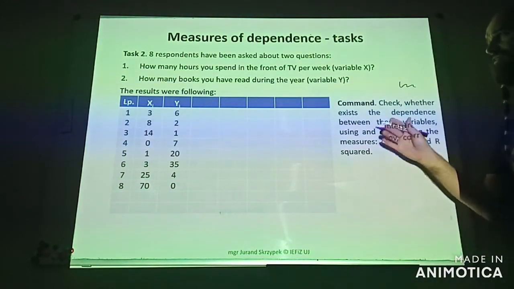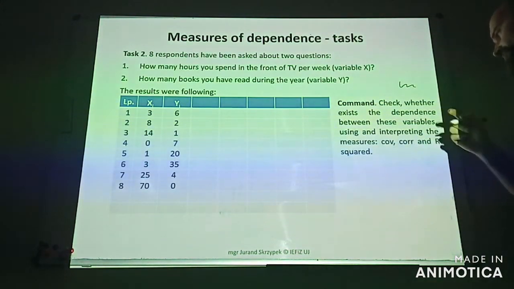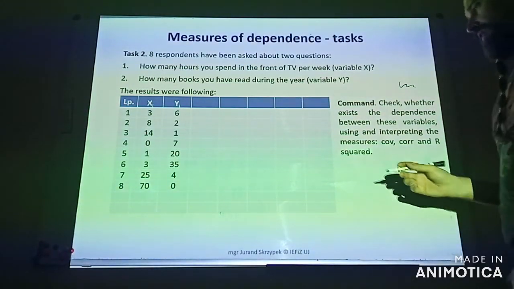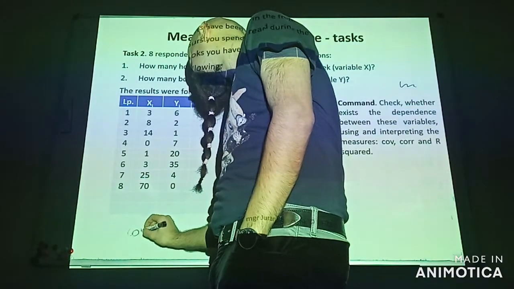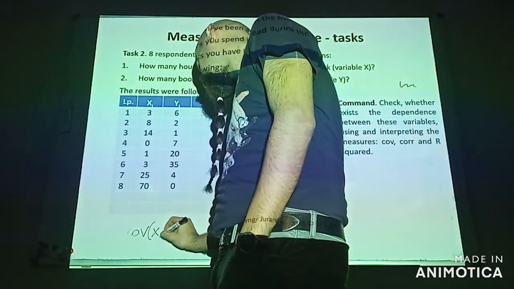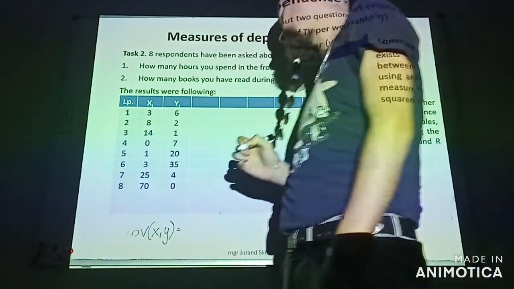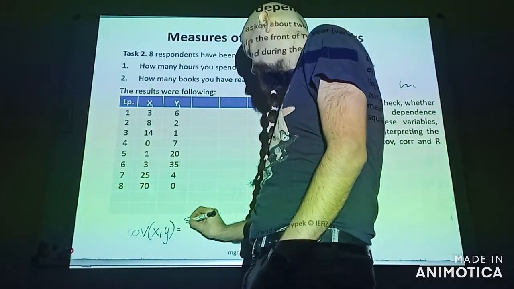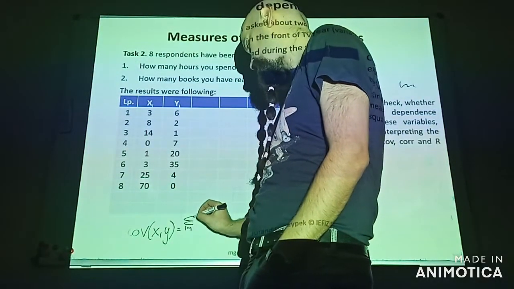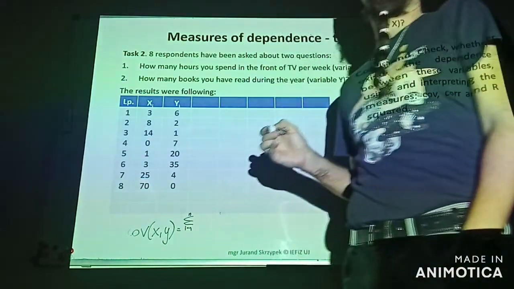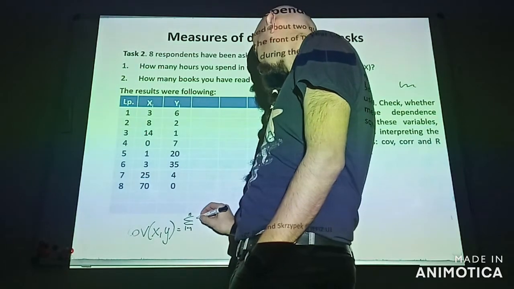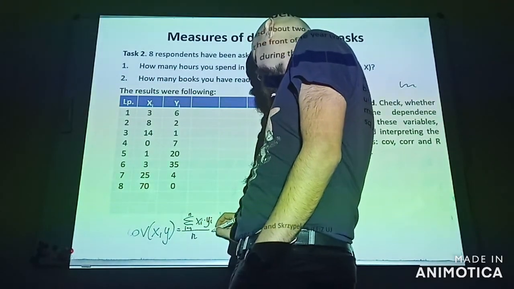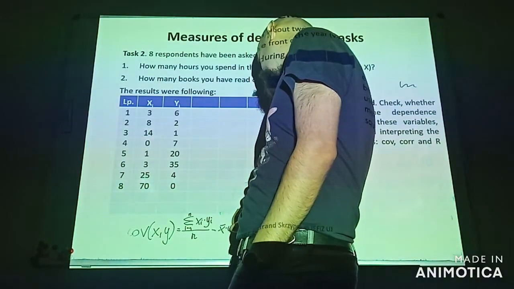Let's quantify the problem using covariance, correlation coefficient, and R squared. As you remember, covariance between x and y values can be denoted using the second transformed version of the formula: xi multiplied by yi divided by n minus x mean multiplied by y mean.